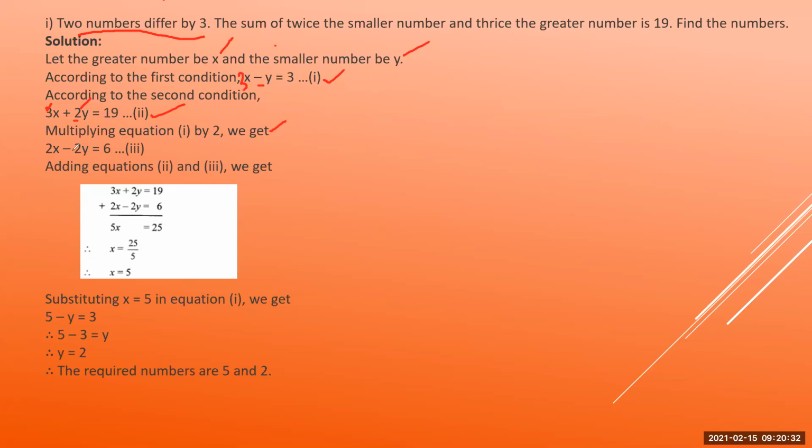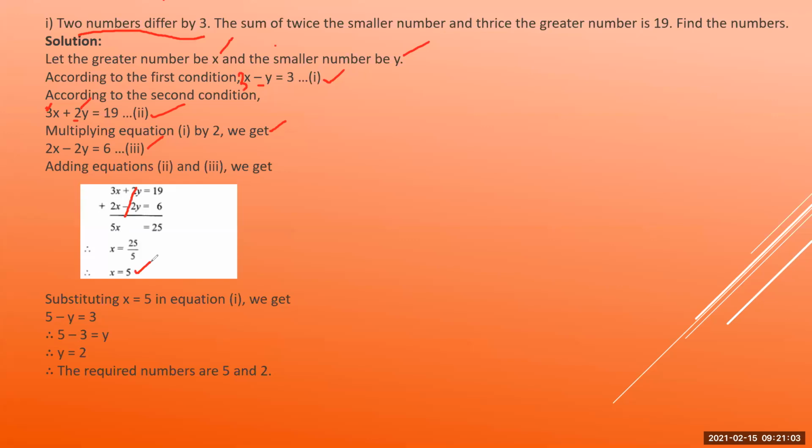After multiplying, we have got a new equation, that is 2x minus 2y is equal to 6. Now simply add this to equation 2. This has been added here. So plus 2y minus 2y got cancelled. 3x plus 2x is 5x. 19 plus 6 is 25. So x is equal to 25 by 5, and we get x is equal to 5.